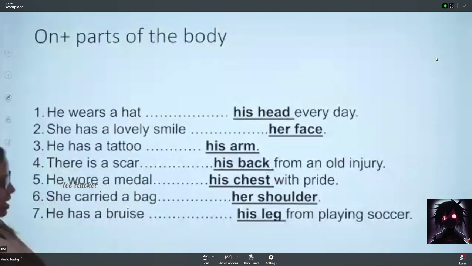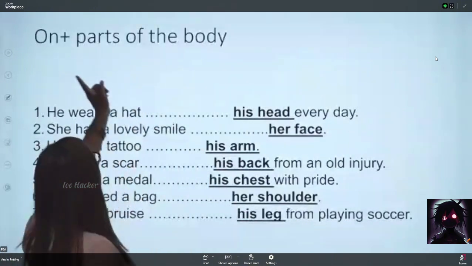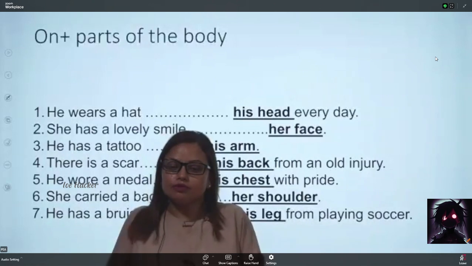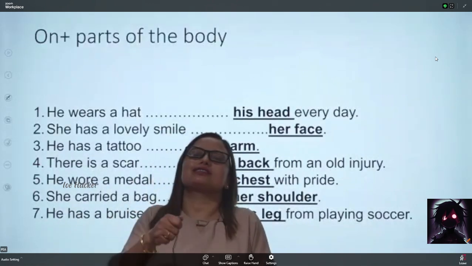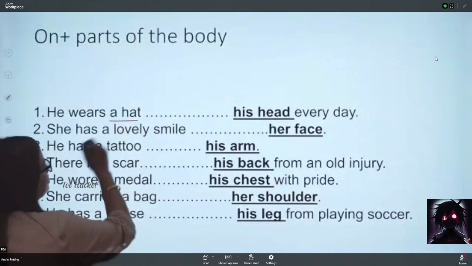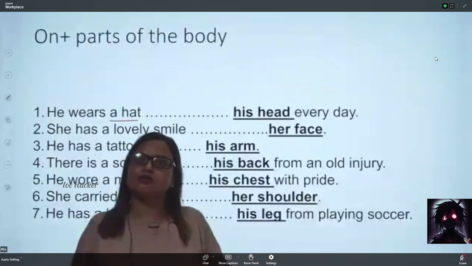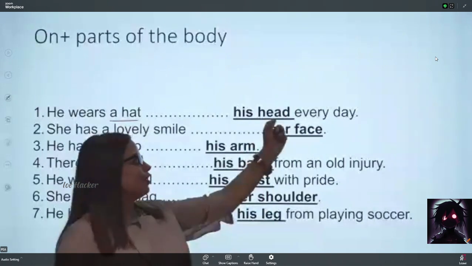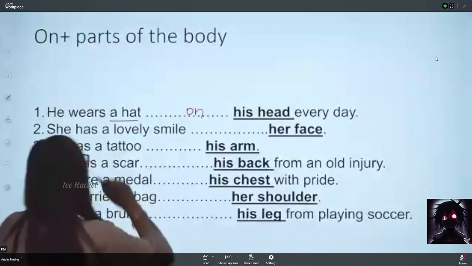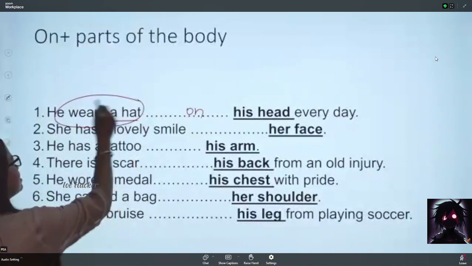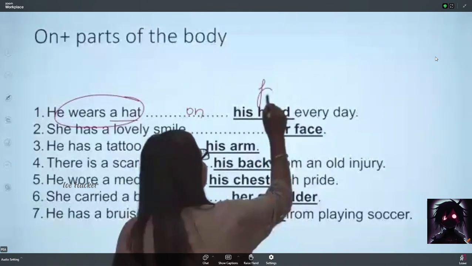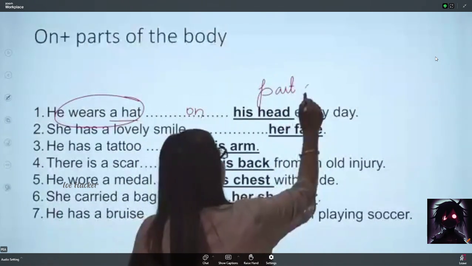He wears a hat. What does that mean? On plus parts of the body. But you have to perform something with your parts of body, right? For that, he wears a hat. Where? He wears a hat on his head. That's why. See the fusion. He is wearing a hat. Okay. Where? This is part of body.